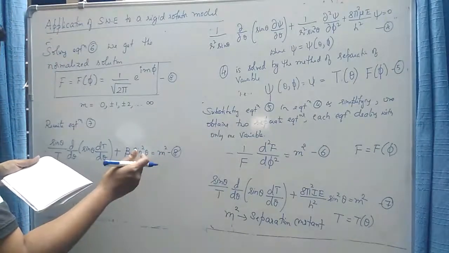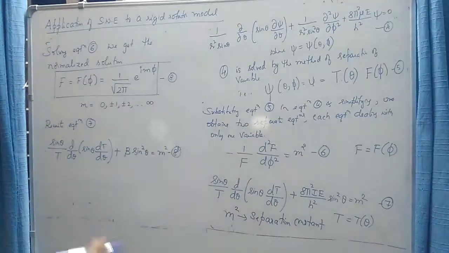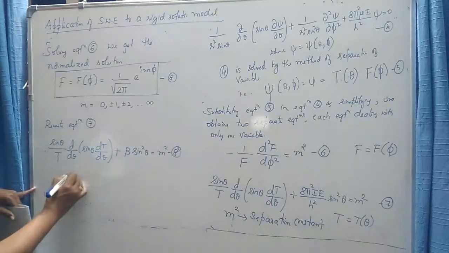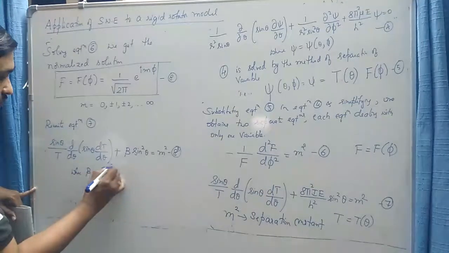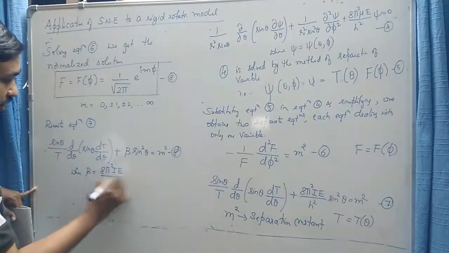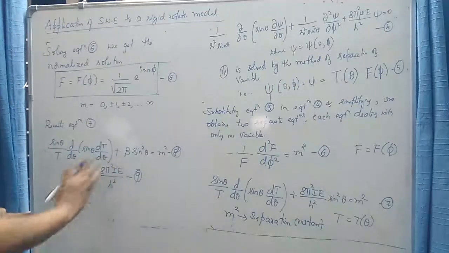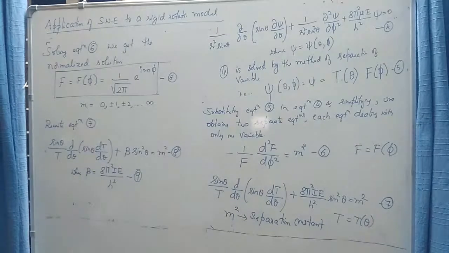Okay, I have made a mistake in the equation number in the notes. I'll take it as equation number 8 dash, where beta is 8 pi square I into E divided by h square. For a given molecule, this is a characteristic value. Beta is equal to 8 pi square I into E by h square. Now let us solve this differential equation 8 dash.